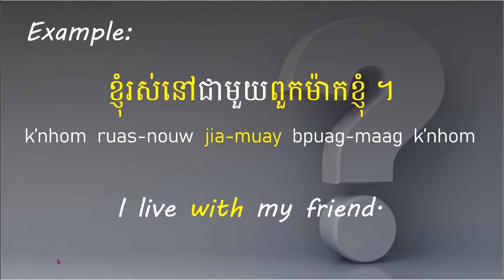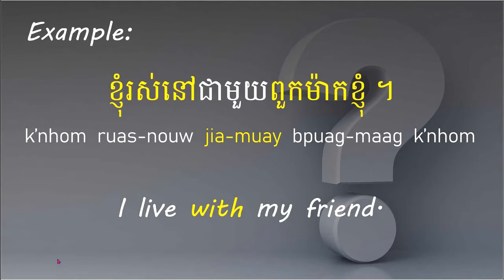Okay, so this is the example of with. For example, you say, I live with my friend. Khnyom ruoh nau chia muoy puok ma khnyom. Ruoh nau means to live, and chia muoy is with. Puok ma is friend, and puok ma khnyom is my friend. Again, khnyom ruoh nau chia muoy puok ma khnyom.